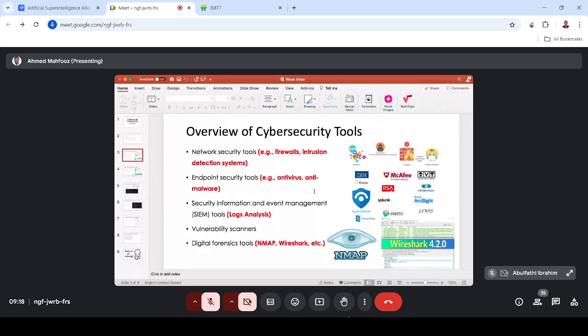Why do you need a firewall? So that you can monitor unauthorized interaction with your network. The firewall will give you a signal if there is any unauthorized person trying to penetrate your network. And you can have a software firewall, and you can have a hardware firewall also.